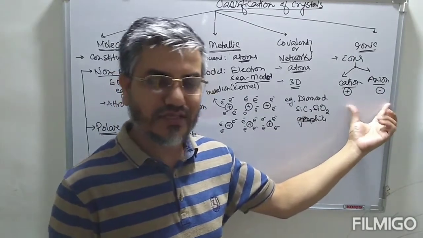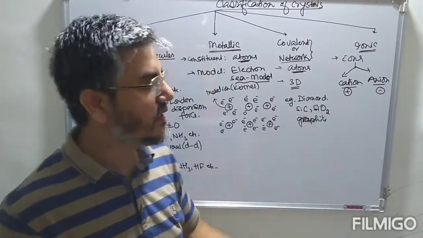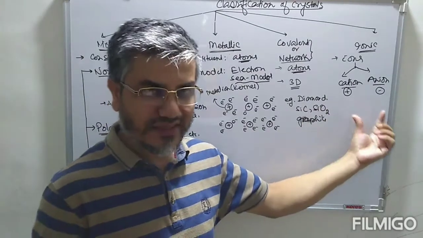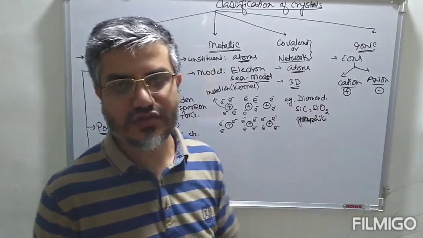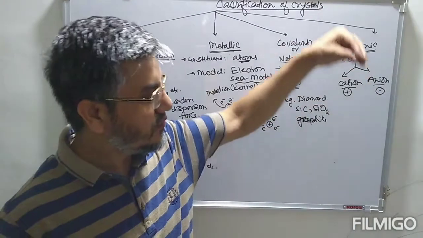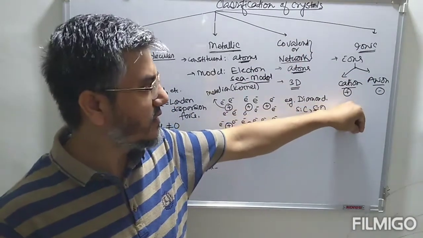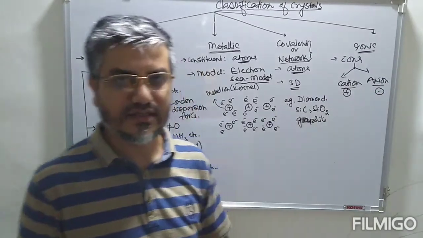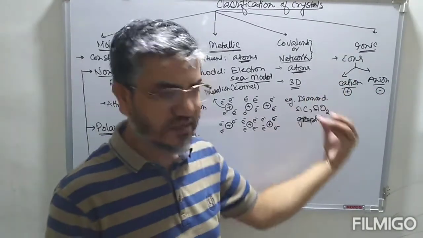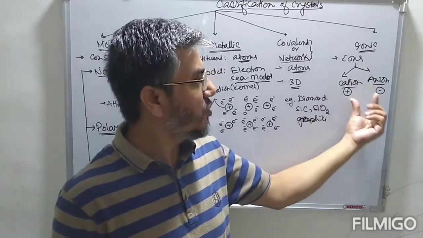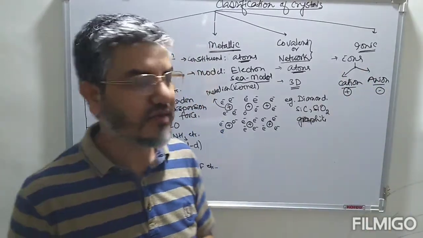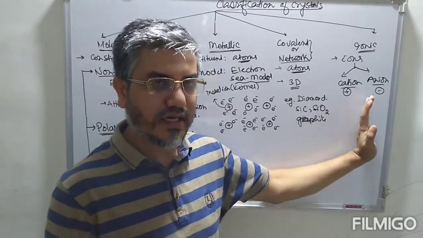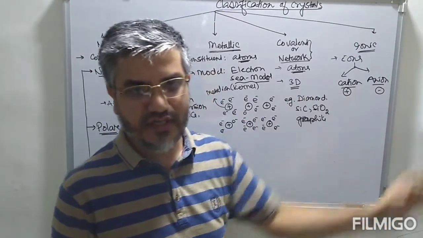And these ionic crystals are non-electrolytes in solid state, but they show electrolytic property in molten state or in solution. In molten state, when these solids are heated, they give you cation and anion, and these cation and anion can conduct electricity. Or when these are dissolved in water, being polar compounds, they are soluble in polar solvents. So when dissolved in water, they ionize to give you free cation and free anion.